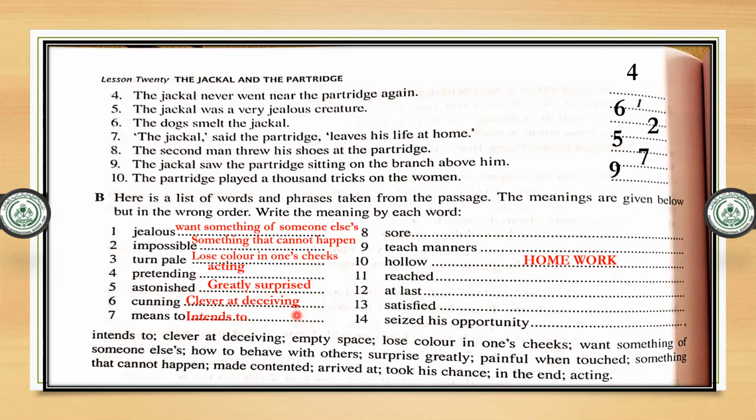So dear students, now in total we have 14 given. 7 are done by me and 7 are your homework, dear students. Now, what is the meaning of soar? You have to find out the phrase from these: teach manners, hollow, reached at last, satisfied, seized his opportunity. So these are, dear students, given over here. You have to take from here, same as I have taken, and write here, like jealous meaning, impossible, turn pale.